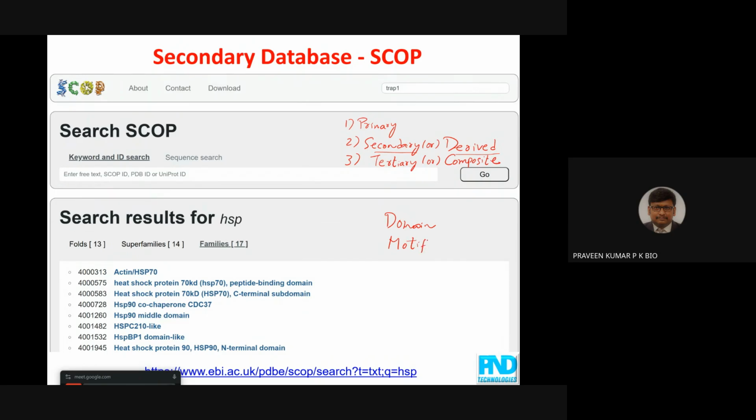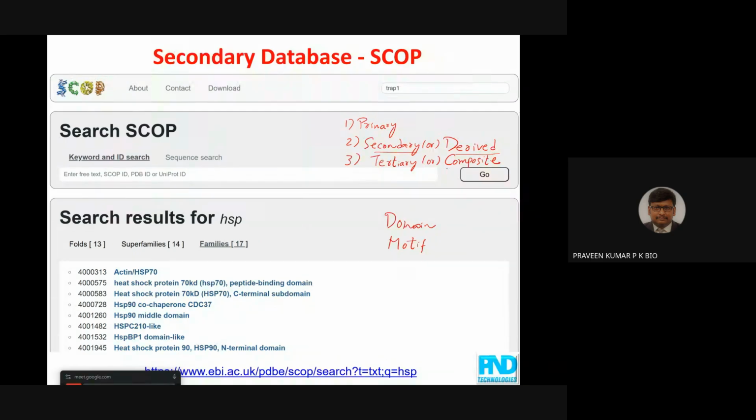What is a domain actually? A part of a protein which gives a structure or function of the protein, isn't it? That's what we call a functional domain or a structural domain. Similarly, motifs we call functional motif, structural motif. Also, we have sequence motif. Whatever part of a thing we consider most important, we take it separately. So if you have primary databases, we can develop the secondary or derived databases.